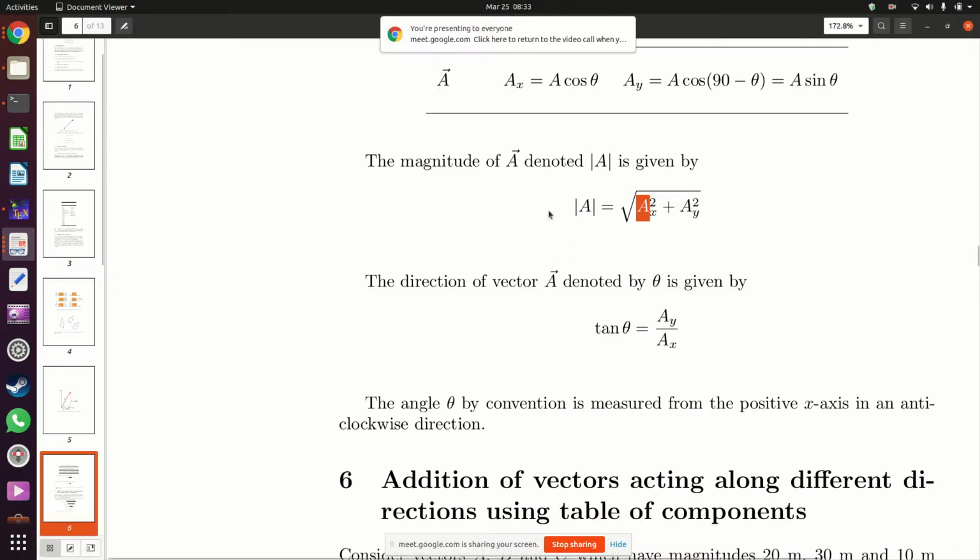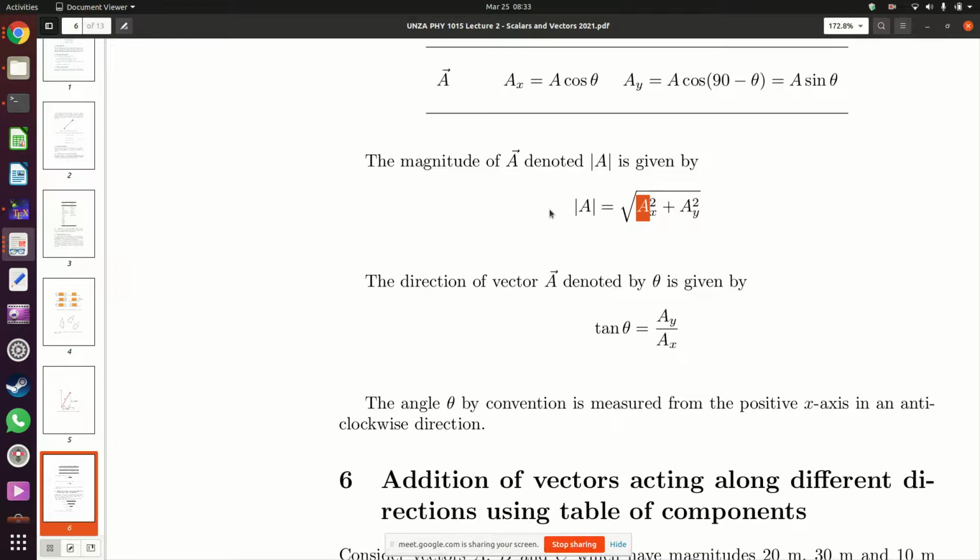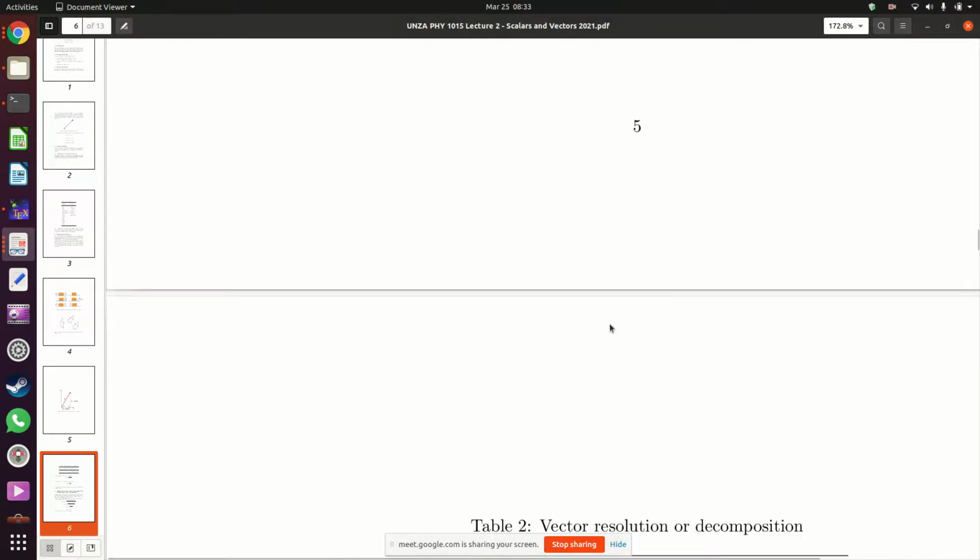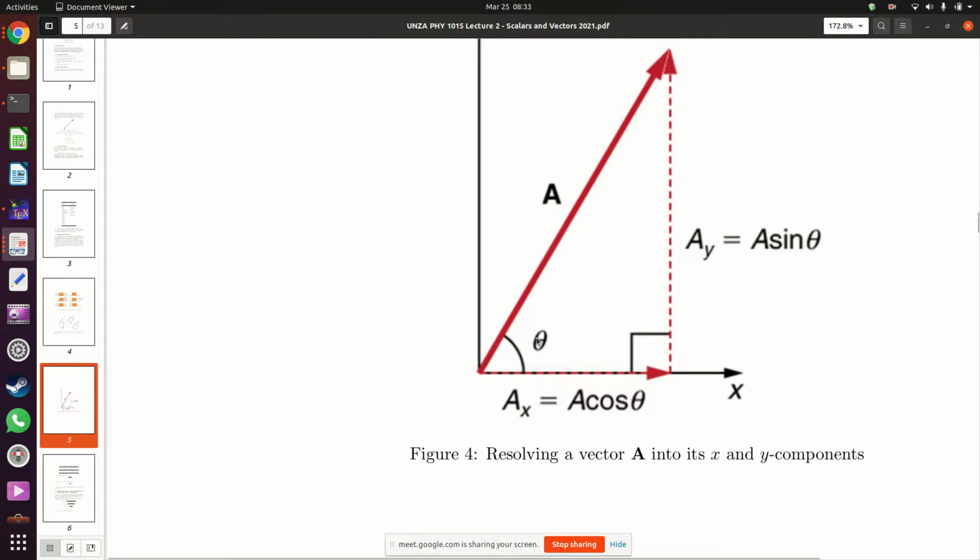Are we clear on how we find the size of a vector from its components? So we can find the size like that. The other thing we can also find is the direction in which the vector is pointing, because the direction of a vector, as you can see from here, is given by the angle theta, this angle theta here. That's what gives you the direction. That's how we show direction when it comes to vectors.